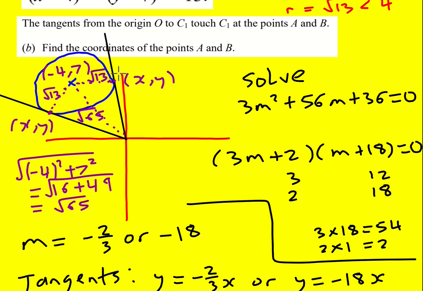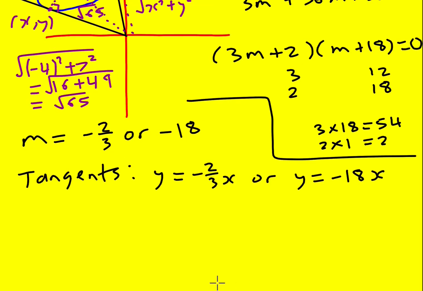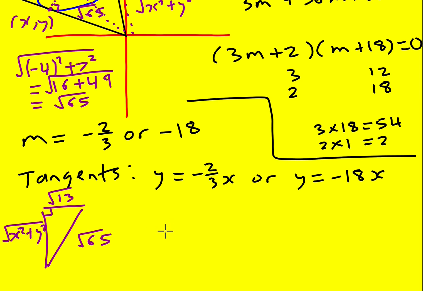And hence, if I want to know this distance, so this distance here is going to be root x squared plus y squared. Now, the one thing I've not mentioned is that these two are right angles, so I can use Pythagoras Theorem on these triangles. So when I square this, I just get x squared plus y squared. When I add the square of root 13, it's just 13. And I'm going to get the square of root 65, which is 65.